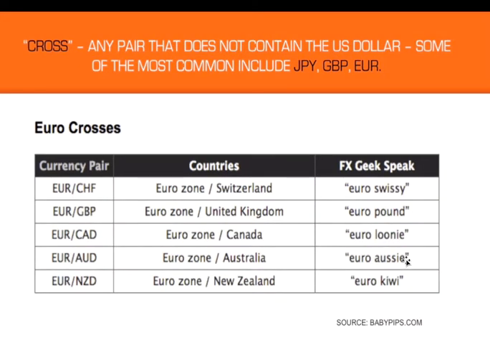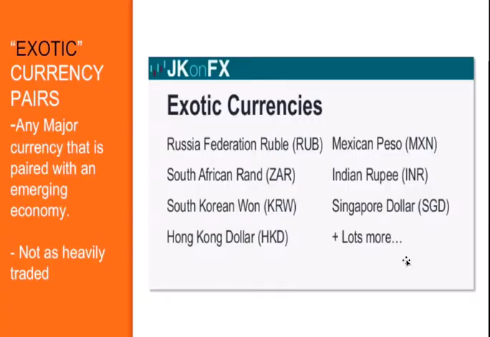You have Euro crosses. Euro crosses are when you have Euro paired with other major currencies of the world, except the US dollar, except Euro USD. Every other pair here represents the Euro crosses: Euro CHF, Euro GBP, Euro CAD, Euro AUD, Euro NZD. These are the Euro crosses. Alright, let's move on.